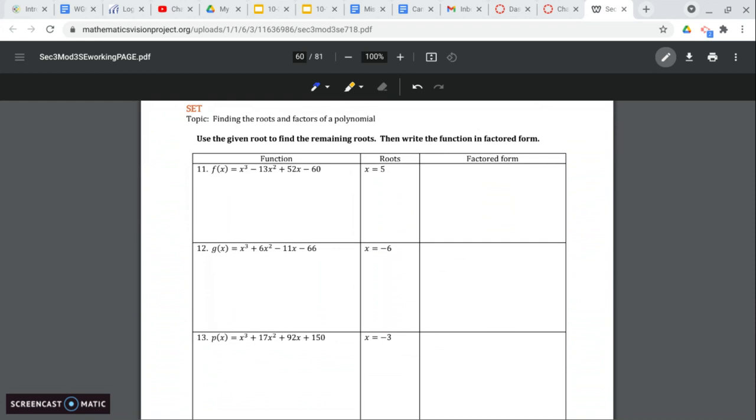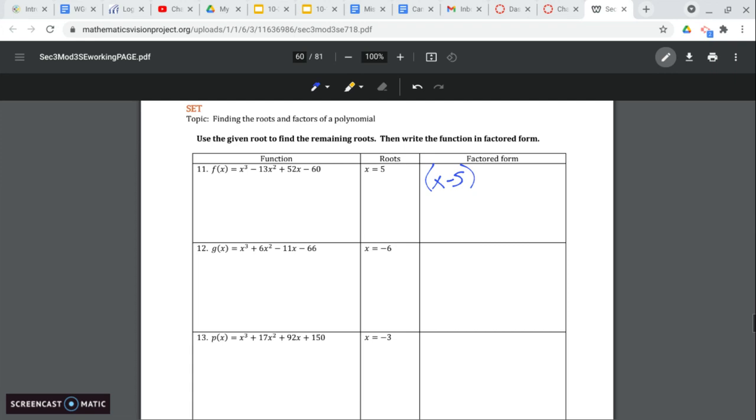All right, so the root of our assignment here is using the given roots to find the remaining roots and then write the function in factored form. We're given that one of the roots is x equals 5. So that means part of our factored form is going to have x minus 5. Now, using polynomial division, we can divide out this factor from the function to find out what the equation is without it.